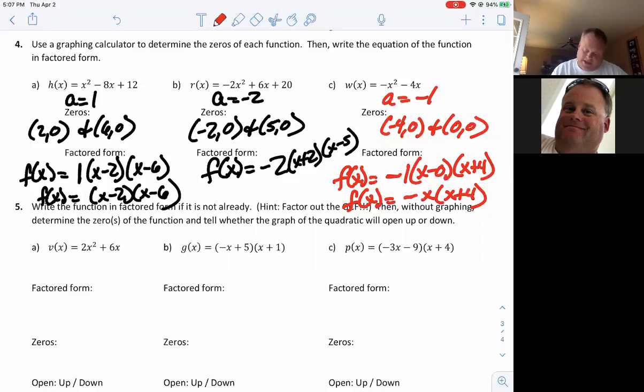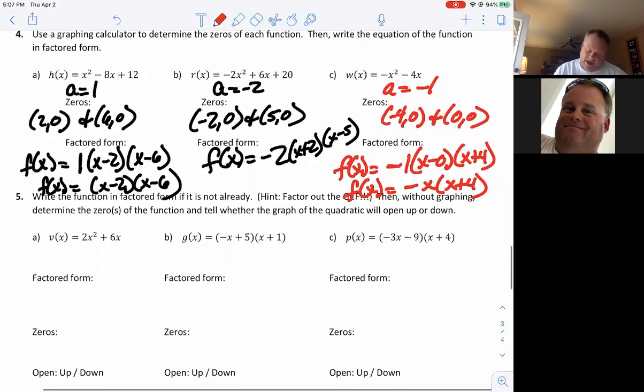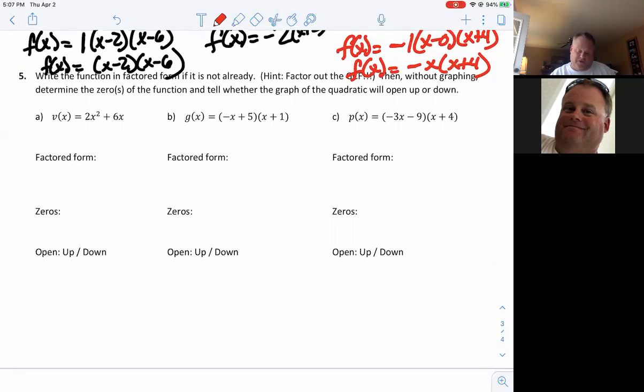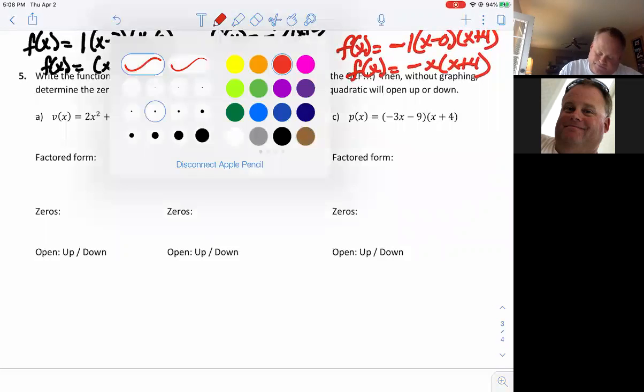All right, last but not least, let's do number 5. Here we go. Write the function in factored form if it is not already. Hint, factor out the GCF. That's a big hint here in the directions. Then without graphing, determine the zeros of the function and whether the graph of the quadratic will open up or down. So when I look at this, I want to factor out a GCF.